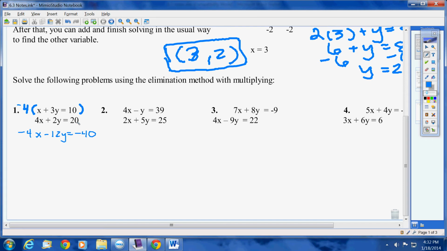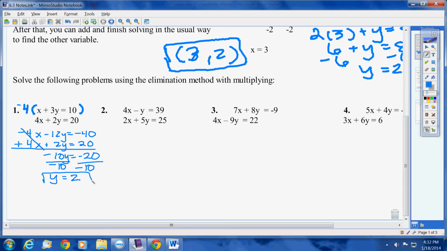I'm going to keep the same bottom equation. I'm just going to rewrite it: 4x plus 2y equals 20. And now I'm ready to add the two equations together. We multiply because we want one of the variables to cancel out, and the 4's, the x's, cancel out, equals 0. I get -10y equals -20. I forgot my y, so I put that in there. Divide by -10, and my y is equal to 2.